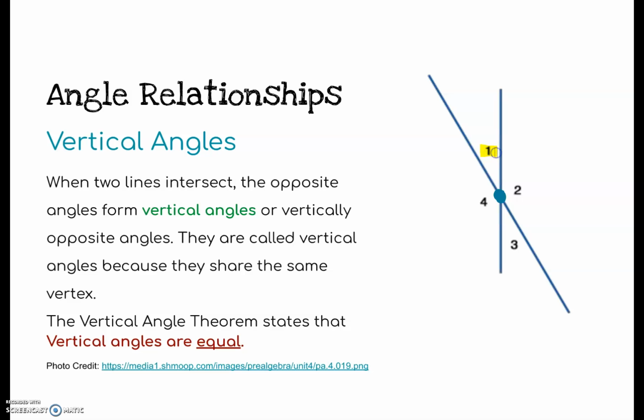Angle 1 is vertical to angle 3. Angle 2 is vertical to angle 4. Since we have two pairs of vertical angles, these angles are also congruent angles. We can write this out using the congruent symbol in between each angle pair. So in our first statement here, angle 1 is congruent to angle 3. In our second statement, angle 2 is congruent to angle 4.